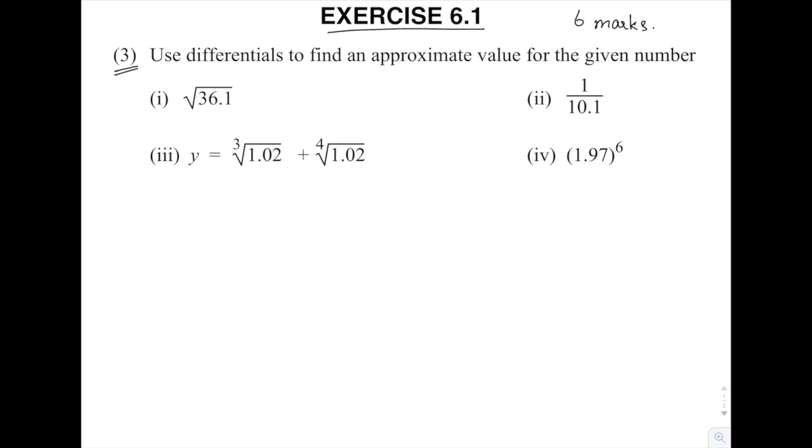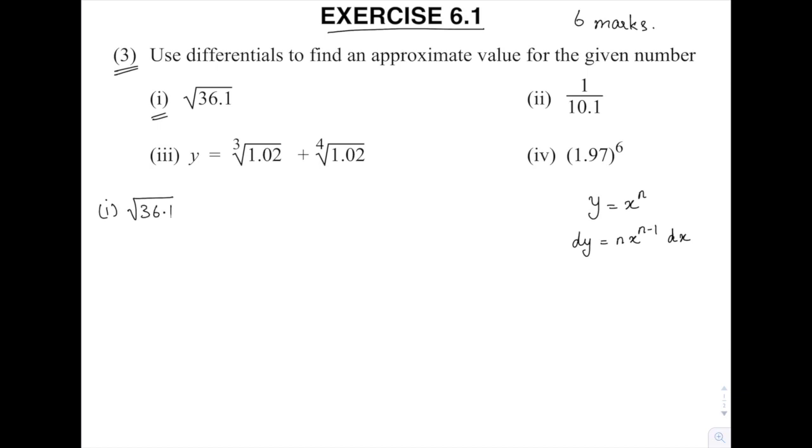To solve this problem, the only thing that you need to know is, if y is equal to x power n, then dy would be n x power n minus 1 dx. This is something that you need to know, and let's solve one after the other. Let's go with the first subdivision.